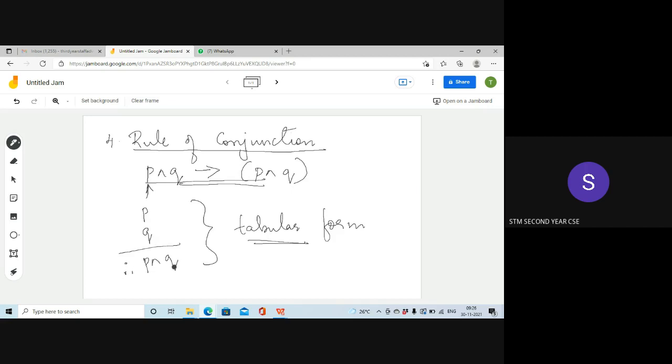Did you write it down? The first sentence is, it is given by the logical implication, and you write this logical implication form. Below that, you write in tabular form: P, Q, therefore P and Q. This is the rule of conjunction. Is it clear?